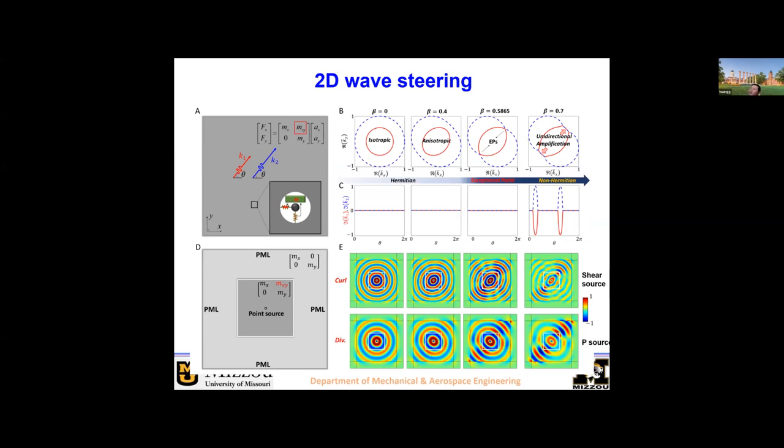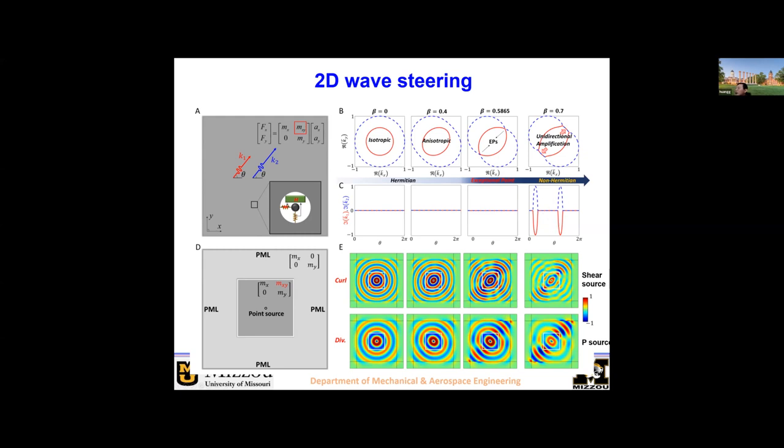More interesting is the wave steering behavior. If you manipulate this odd density through the microcontroller and gradually increase the coupling term, the system gradually goes from an isotropic medium to an anisotropic medium. At some point, the P and S wave modes will merge. This is called an exceptional point, and it becomes a non-Hermitian mode. It is one mode: the real parts are the same, but they have opposite imaginary parts.